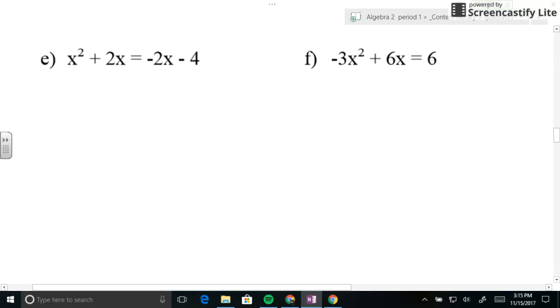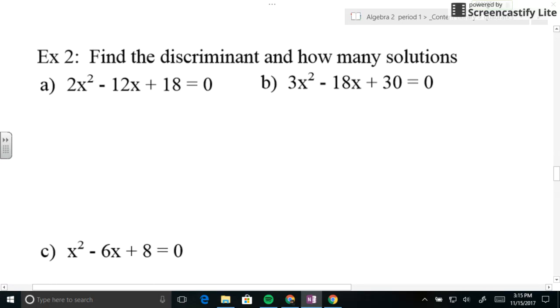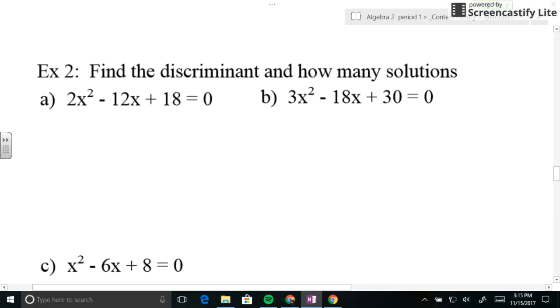Let's try discriminants. If we wanted to find the discriminant to see how many solutions there are, all we have to do is b squared minus 4ac. This right here will tell us whether there are 2 real numbers, 2 imaginary numbers, or just no solution at all.